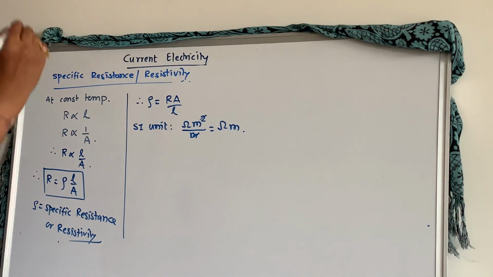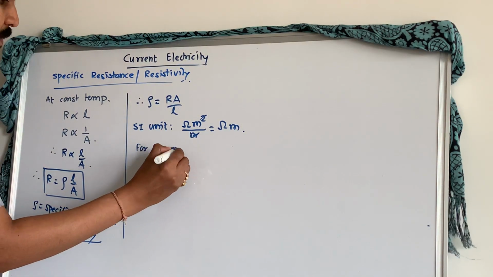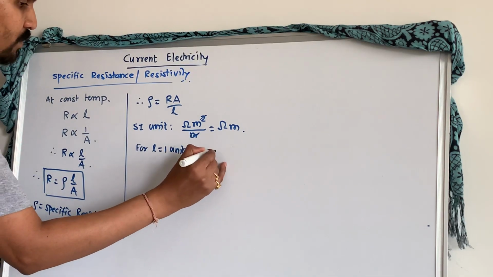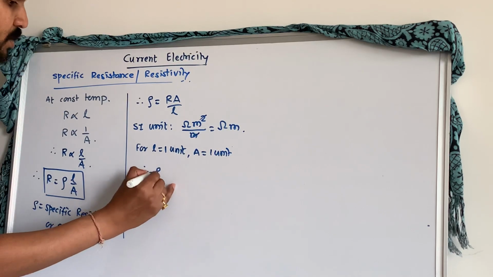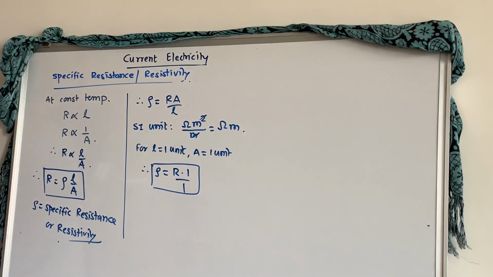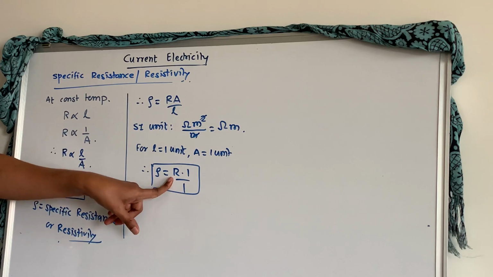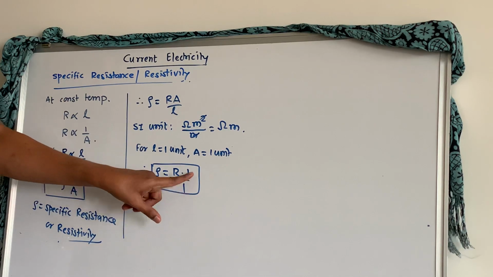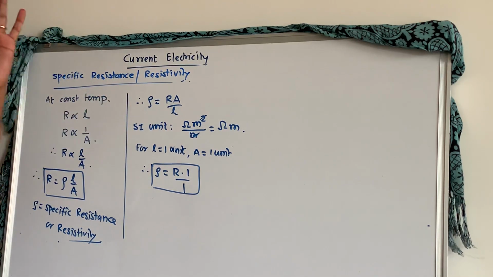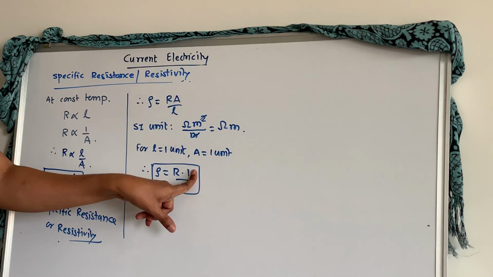Now I want the definition of specific resistance. For L equal to 1 meter, that is 1 unit, and A equal to 1 unit, rho is equal to R into 1 upon 1. So how will you define it? Specific resistance is defined as the resistance of a conductor of unit length and unit area of cross section, right?